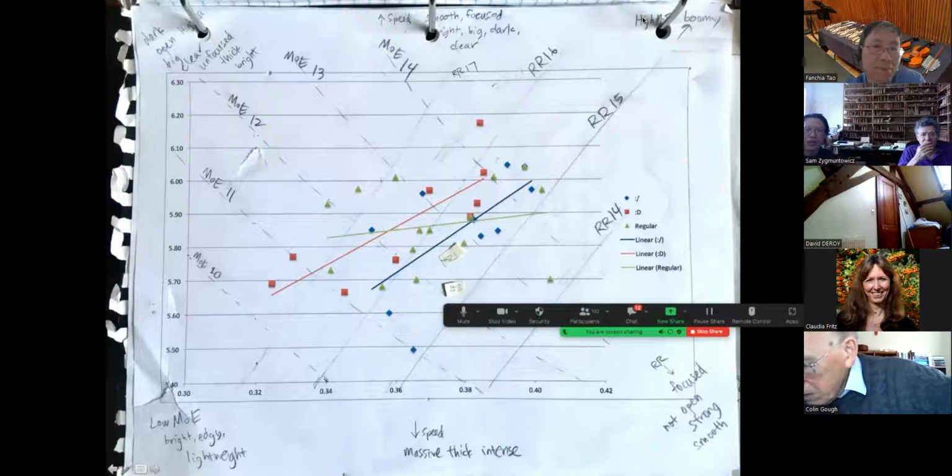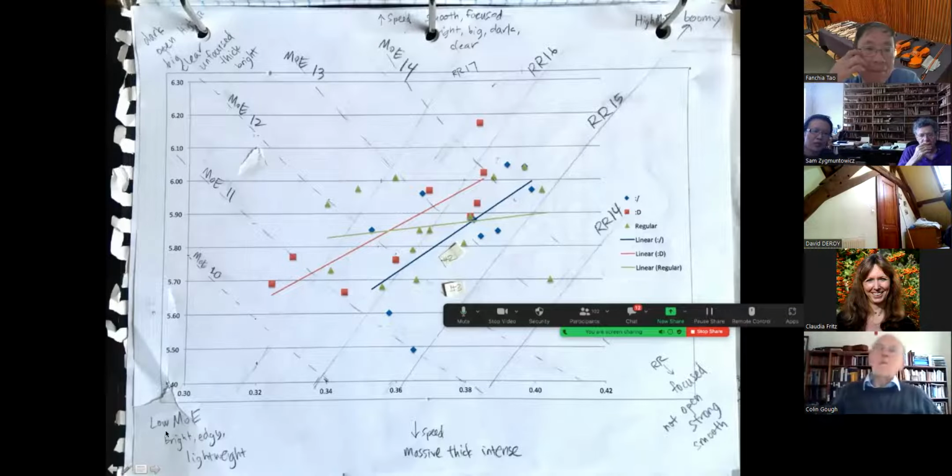If you sort by modulus of elasticity, then the higher modulus ones usually turn out boomy; the word boomy would show up more often. And with lower modulus of elasticity, the words we saw more often pop up were bright, edgy, and lightweight.